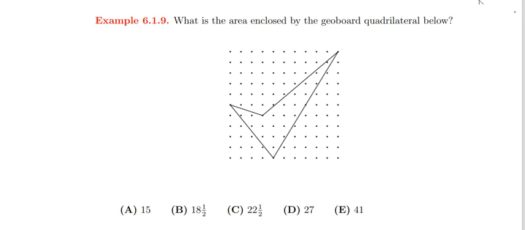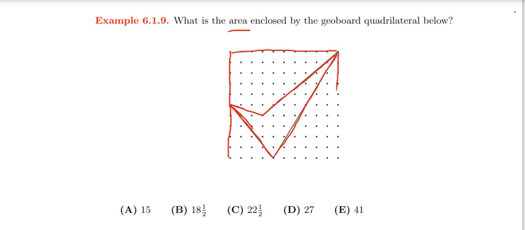Okay, so this problem is also find the area. We want to find the area enclosed by the quadrilateral below. So we want to find the area for this region. For such a problem, we just use the same idea. We just say this equals this rectangle, this square.